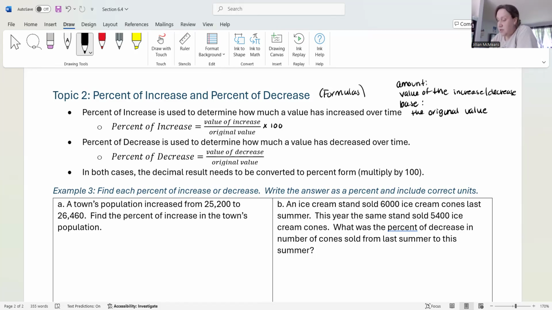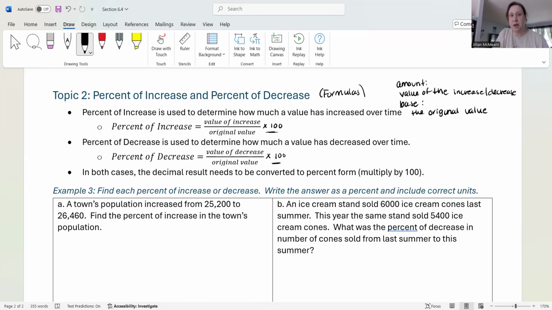Now, percent of decrease is used to determine how much a value has decreased over time. So the formula would be the value of the decrease divided by the original value. And then again, you're going to get some decimal that you would have to convert to a percent. So if you want, you can go ahead and just put times 100 and that automatically converts it to its percent form. In both cases, the decimal result needs to be converted to percent form. So multiplying by 100, that's what this is here and here, okay? Now that's if you use the formula. If you're really comfortable with the percent equation or the percent proportion, you can still use those, okay?